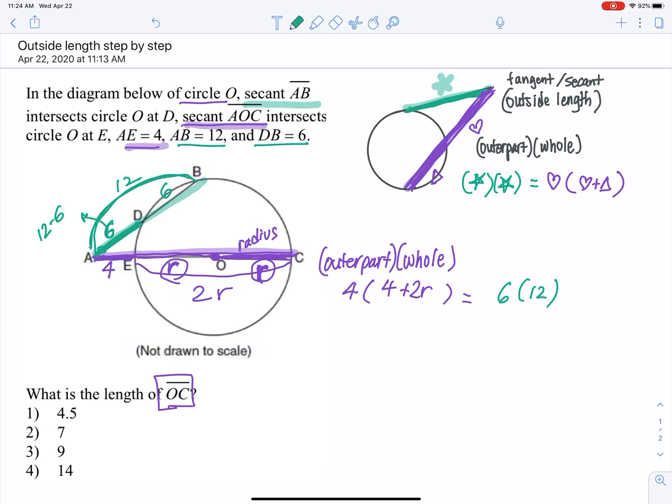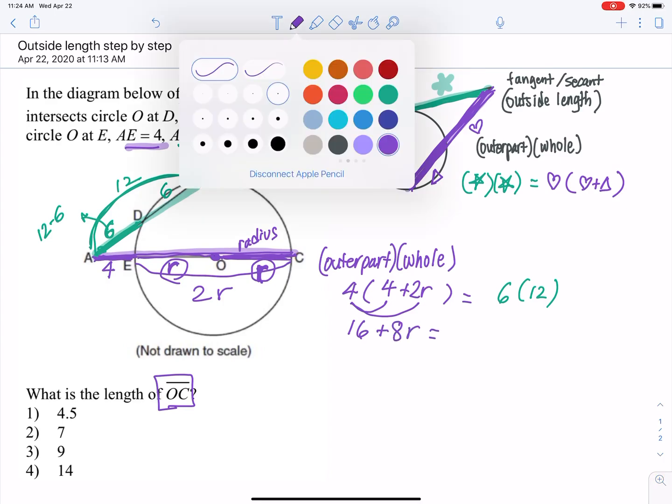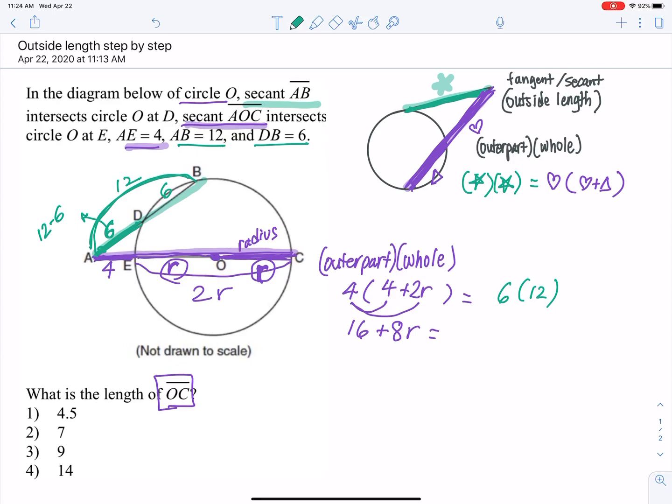So now we're going to do some algebra here. Let me try to keep the colors consistent. So here we have the distributive property. 4 times 4 is 16. 4 times positive 2r is positive 8r. And then we're going to simplify this one. 6 times 12 is 72.